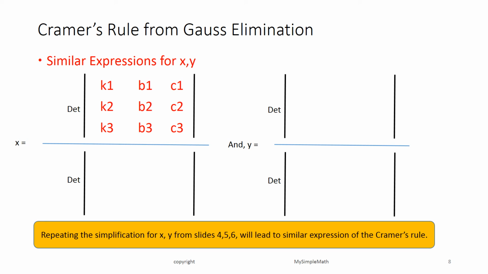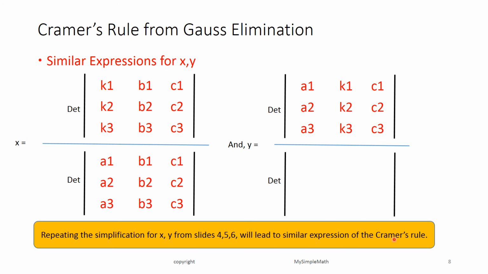Repeating the simplification for x, y from slides 4, 5, 6 will lead to similar expressions for Cramer's rule. But if you were to follow the similar instruction given on the previous slide, here for x we simply replace a1, a2, a3 with k1, k2, k3 in the numerator determinant and keep the determinant in the denominator as the original determinant. Similar expression for y is given here.